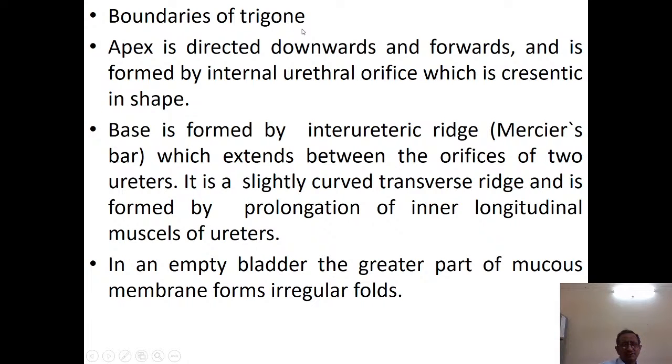Boundaries of the trigone. The apex is directed downwards and forwards and is formed by the internal urethral orifice, which is crescent shaped. The base is formed by the interureteric ridge, which extends between the orifices of the two ureters. It is a slightly curved transverse ridge and is formed by prolongation of the inner longitudinal muscles of the ureters. In an empty bladder, the greater part of the mucous membrane forms irregular folds.